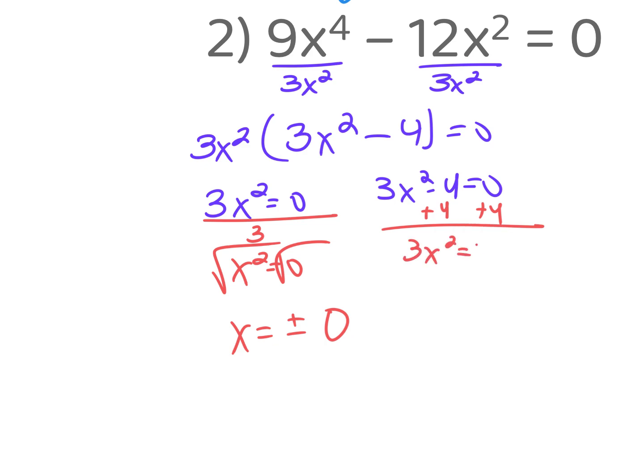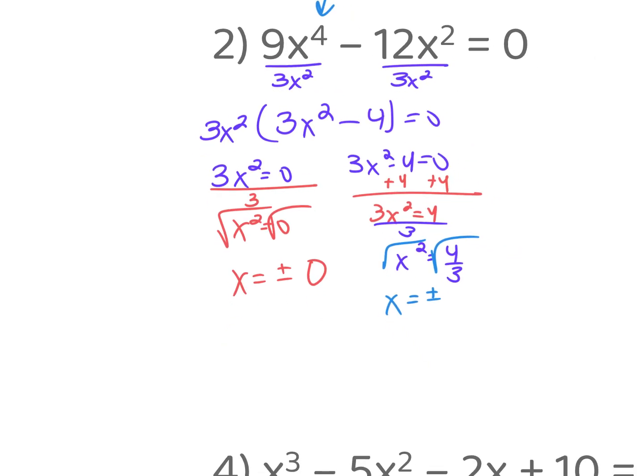3x squared equals 4. Then what? Divide by 3. So x squared equals 4 over 3. And then my last step, take the square root. So x equals plus or minus goes in front of my square root. What is the square root of 4? 2. Do we know the square root of 3? No. So I have that. Can I leave that, guys, as my final answer? Why not?